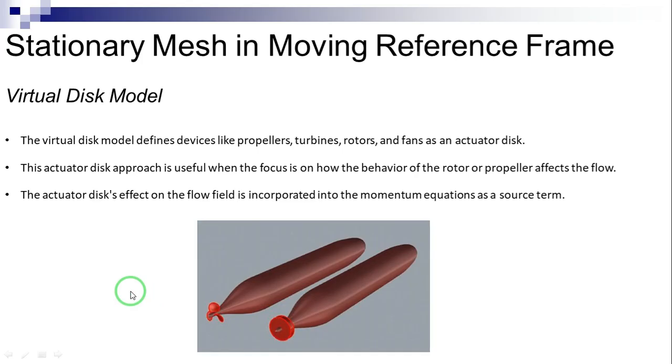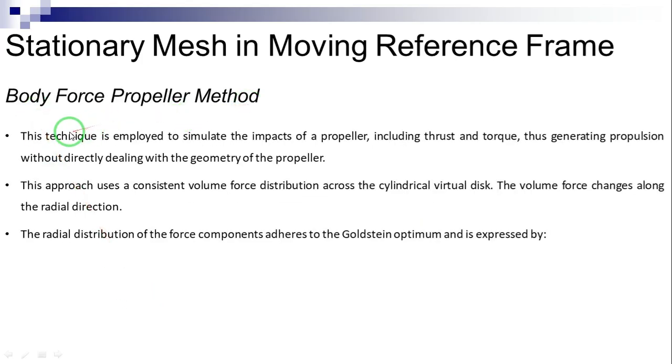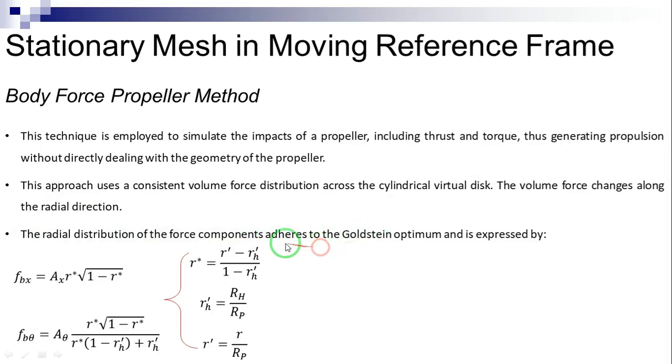Body force propeller method. The body force propeller technique is employed to simulate the impact of a propeller, including thrust and torque, thus generating propulsion without directly dealing with the geometry of the propeller. This approach uses a consistent volume force FB distribution across a cylindrical virtual disk. The volume force changes along the radial direction. The radial distribution of the force components adheres to the Goldstein optimum and is expressed by these equations.